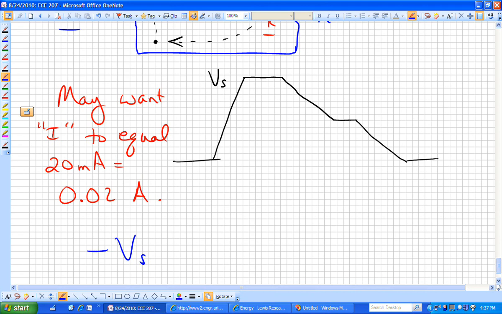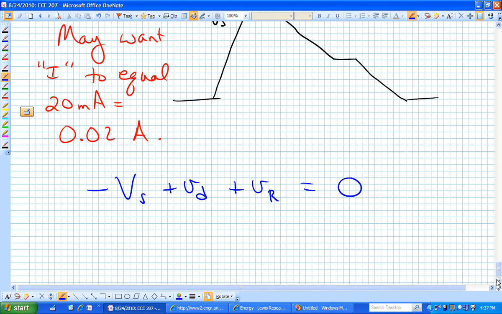The easy way to do this is if you've labeled the circuit, you simply indicate the sign or the polarity that you see as you're moving around that circuit. In this case, we have minus V sub S. Then we have a voltage drop across the diode, plus V sub D, plus the drop across the resistor. And because we're not creating energy, we have this algebraic sum equaling 0. That tells us the relationship on our voltages for that circuit.